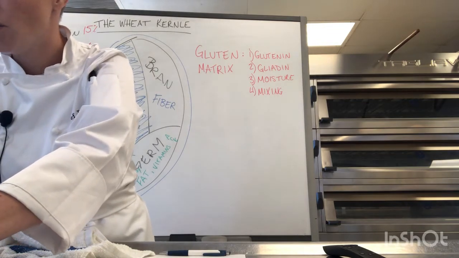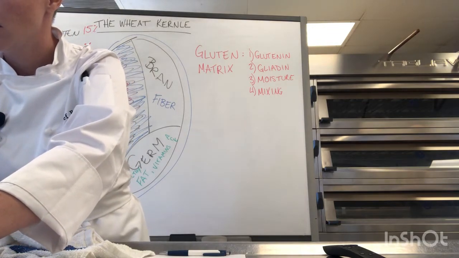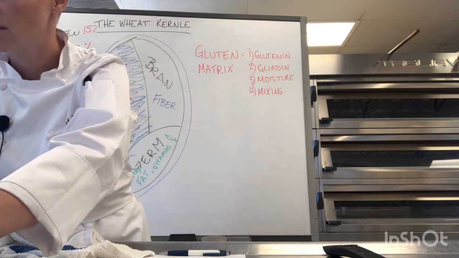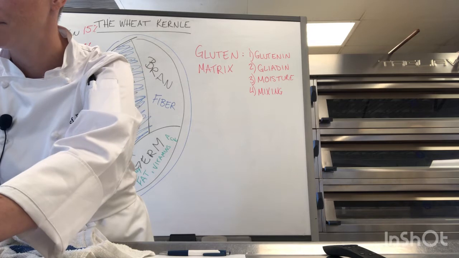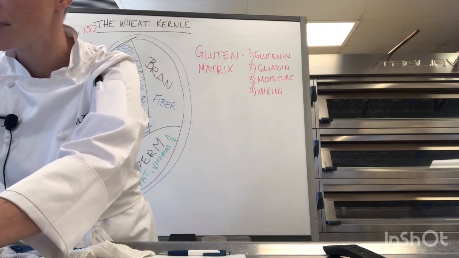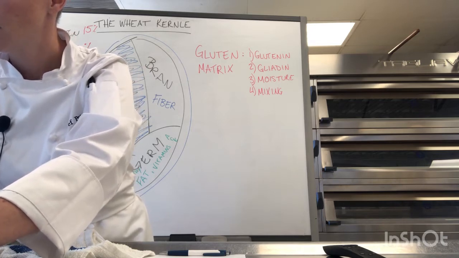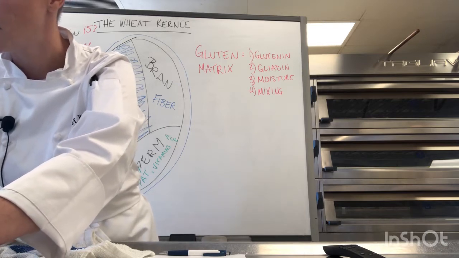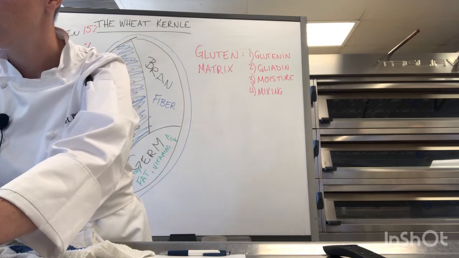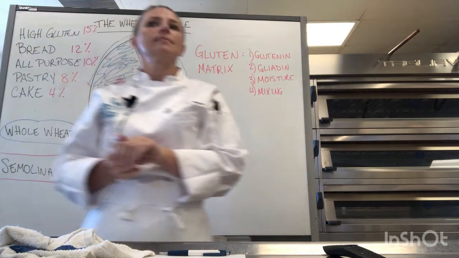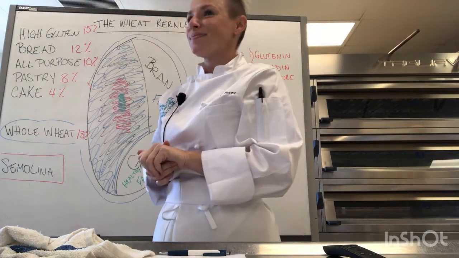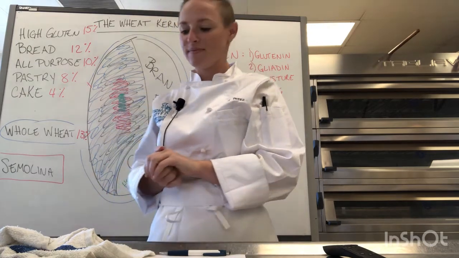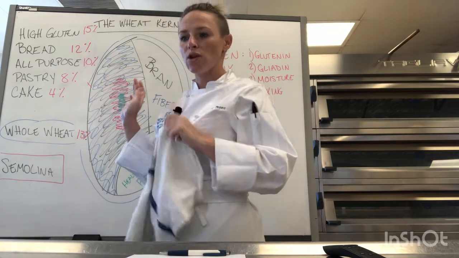Yes, so all-purpose is 50% bread flour, 25% cake flour, and 25% pastry flour. So you said the lower the protein, the higher the starch content? Yes. Questions on this?